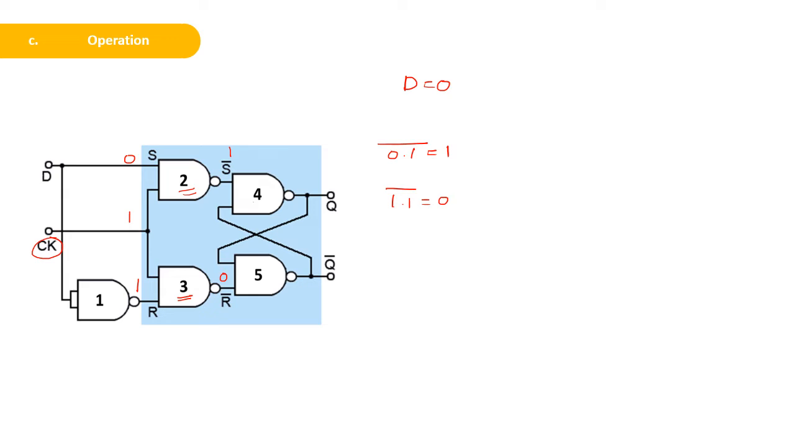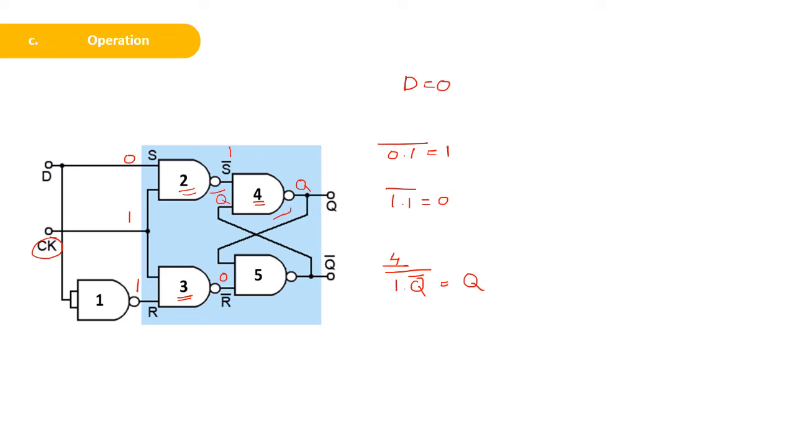Now if you check NAND gate 4, one of the inputs is 1 and the second input is Q bar. So the output of NAND gate 4 will be 1 dot Q bar, its complement, which is nothing but Q. So the output of NAND gate 4 is Q.